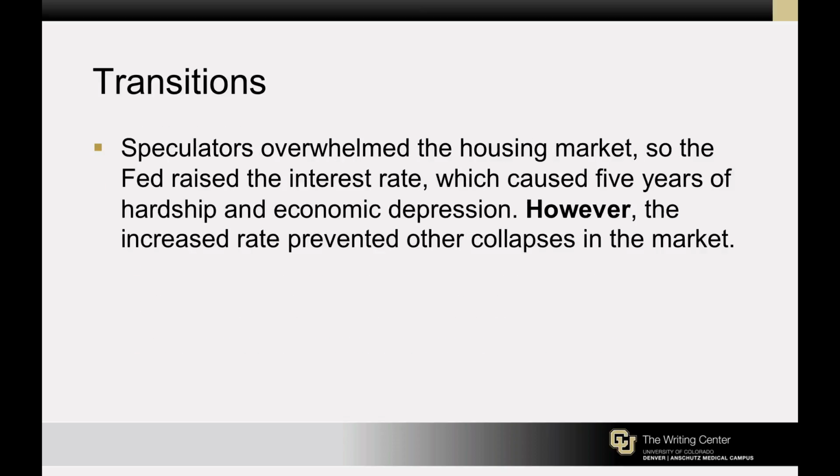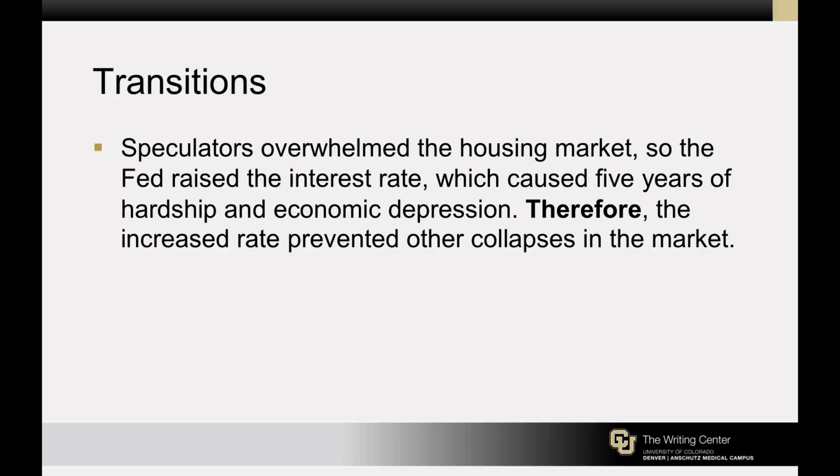With transitions too, the one we choose will have a different effect on the reader. For example, let's look what happens if we transition between these two sentences with however. Speculators overwhelmed the housing market, so the Fed raised the interest rate, which caused 5 years of economic depression. However, the increased rate prevented other collapses in the market. This transition suggests a contrastive relationship between the two sentences. The prevention of collapses is in contrast to hardship and economic depression.